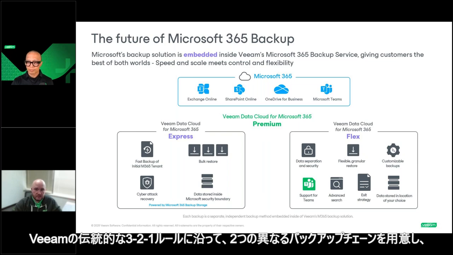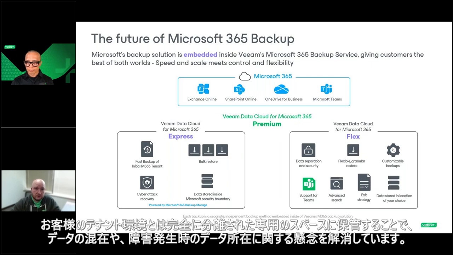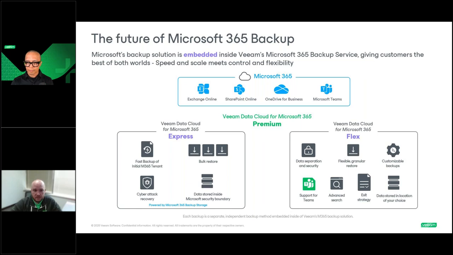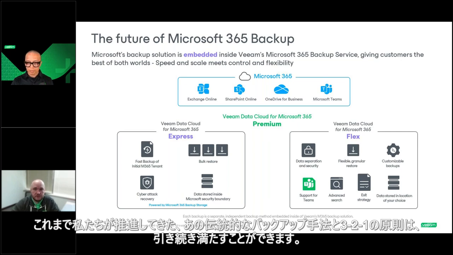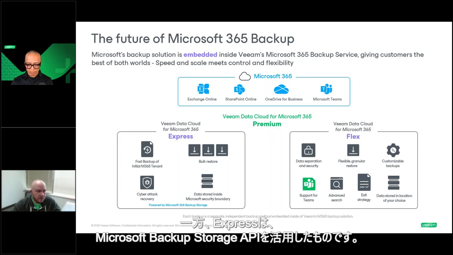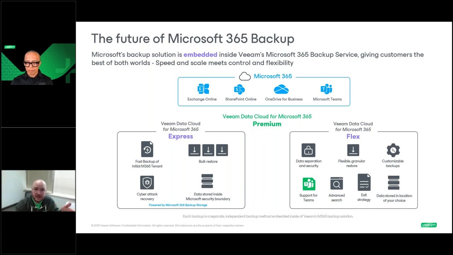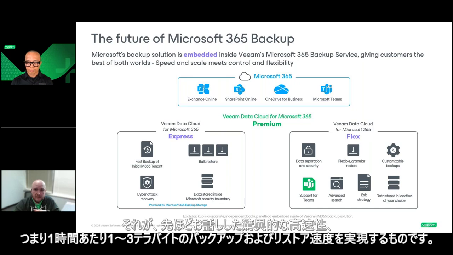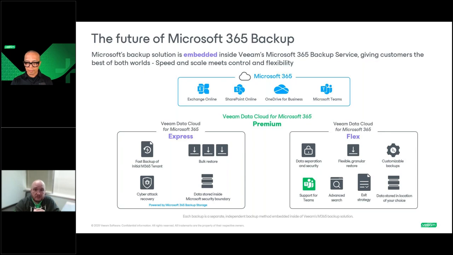So two different backup chains to satisfy Veeam's traditional stance of 3-2-1, keeping those entirely separate from your tenant in their own spaces so that there's no crisscross, and no worrying about where that data is if something goes down. You can still satisfy those traditional backup methods and that mantra that we've always pushed out. But with Express, that's our Microsoft Backup Storage API. So that's the lightning fast speeds that we were just talking about, the 1 to 3 terabytes per hour backup and restore speeds.